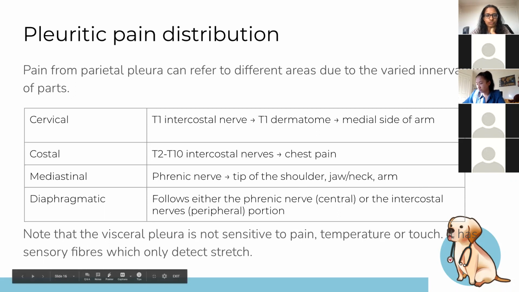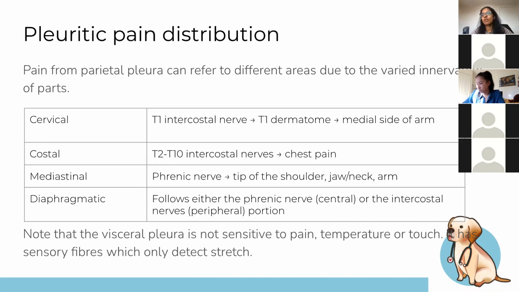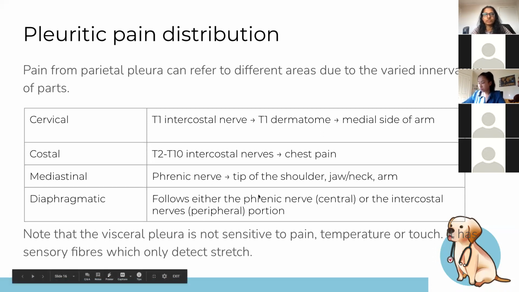Again, we don't really talk about the visceral pleura, and you won't see a similar table for it because it's kind of boring. It's not sensitive to pain or temperature or anything like that. It can only detect stretch, so it's quite boring.